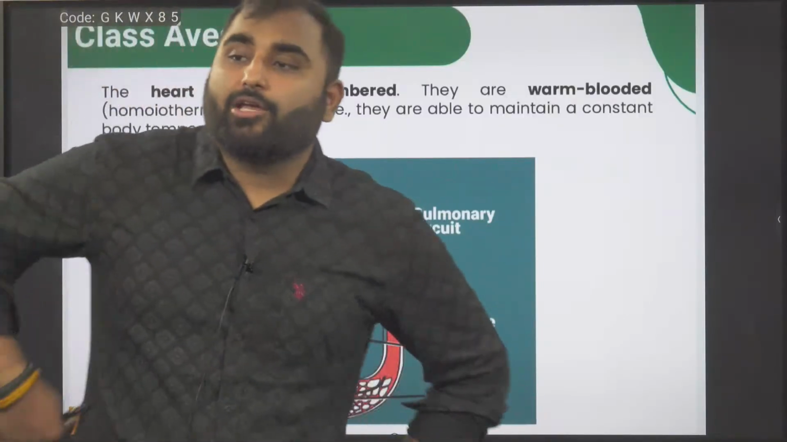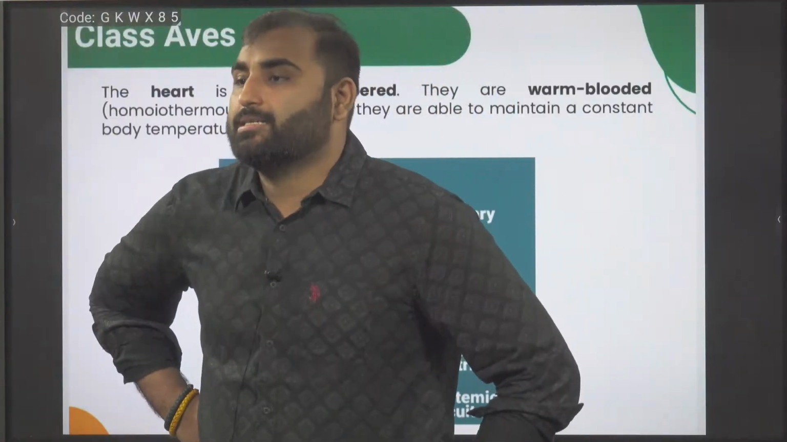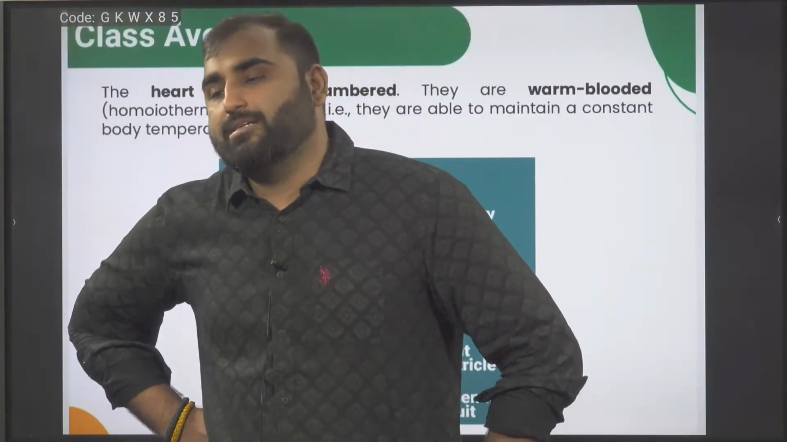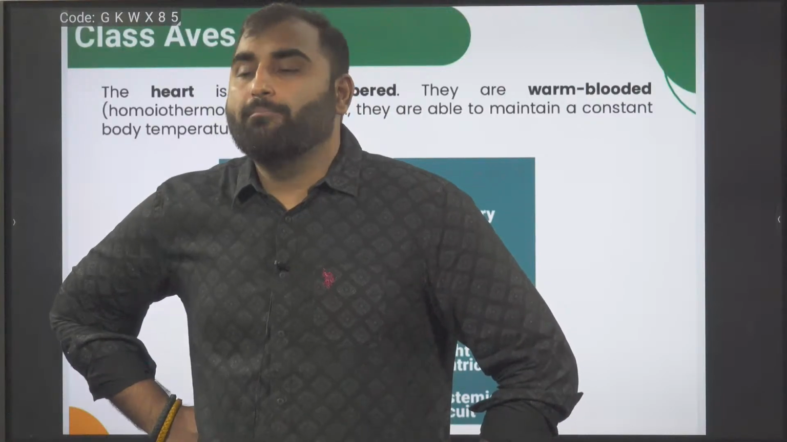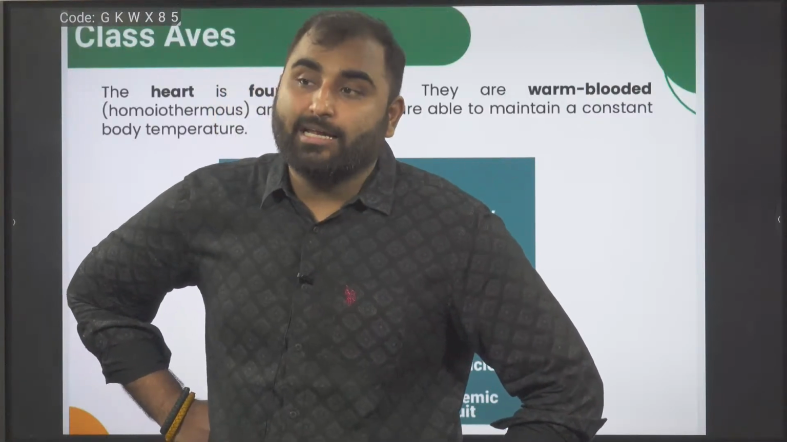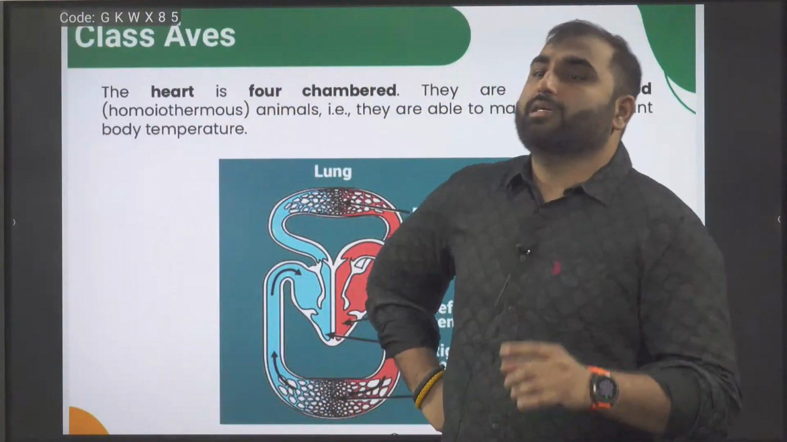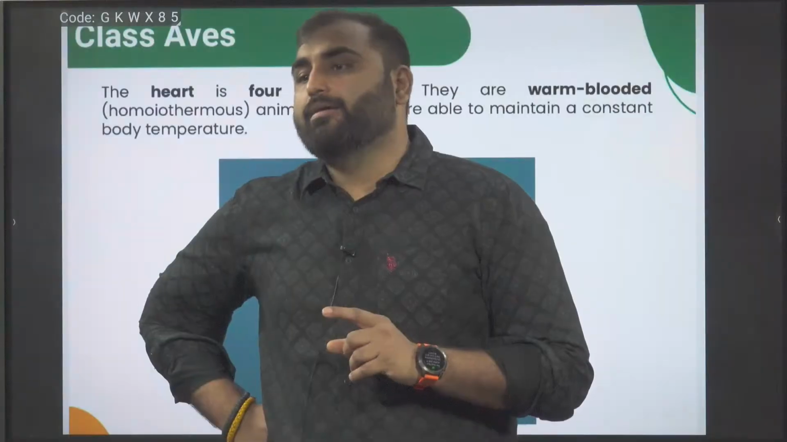Complete double circulation, beta. Yes, pulmonary is also there, systemic is also there, both are there. Complete double circulation. In amphibians and reptiles, we said incomplete double circulation. Here we will say complete double circulation. Again, the RBC is biconvex and nucleated.